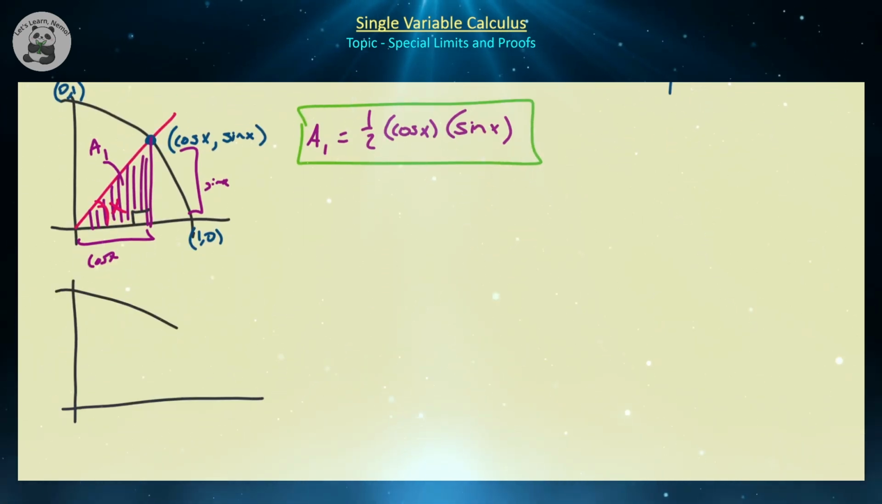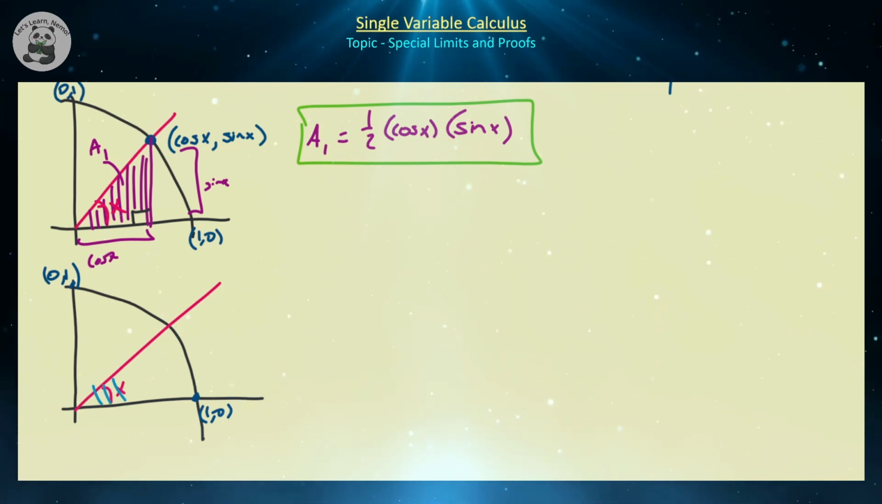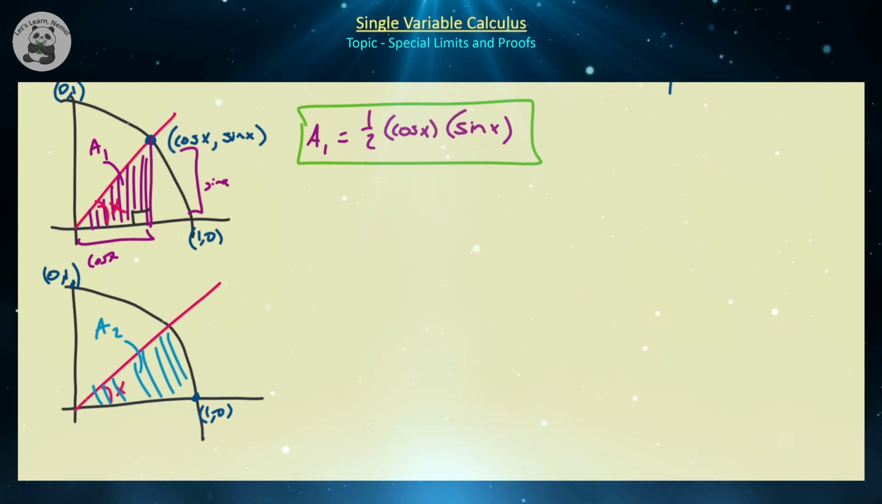So let's consider the same exact circle, although this doesn't look like it's drawn to scale. Let's actually change it a little bit so it looks more like the circle above it. So again, that's going to be (1, 0), that's going to be (0, 1). We're going to consider the same exact line. Let's assume that angle is x. But now what I want to do is consider this area here, this entire sector. I'm going to call that A2.